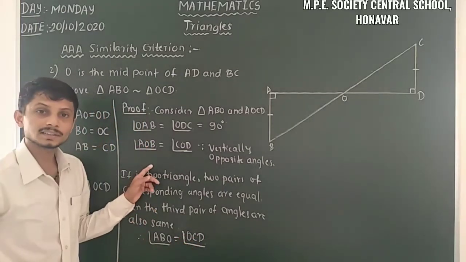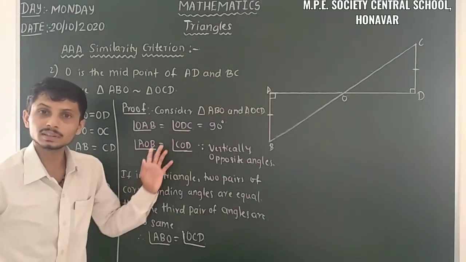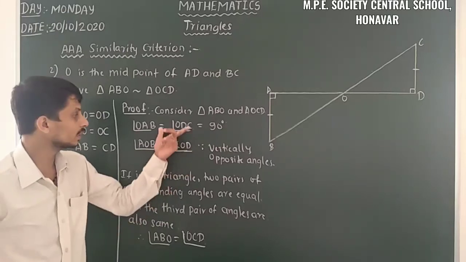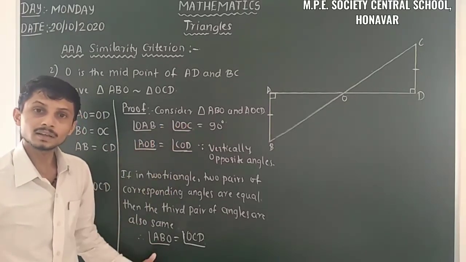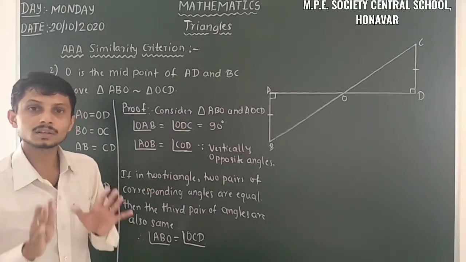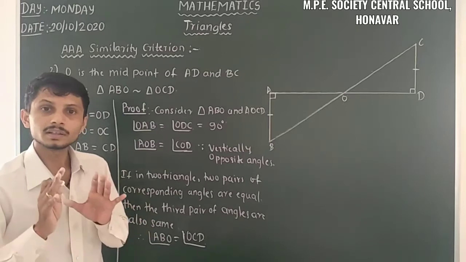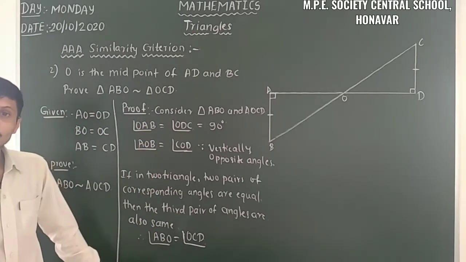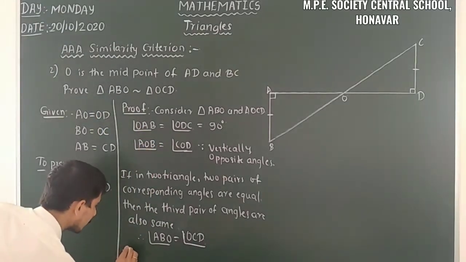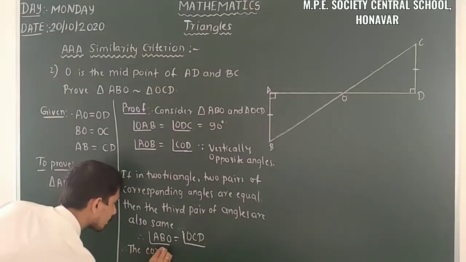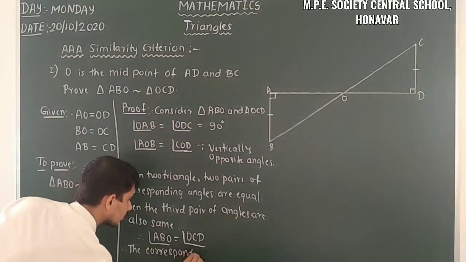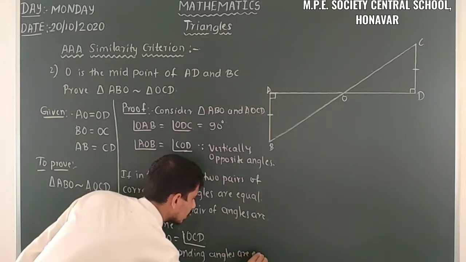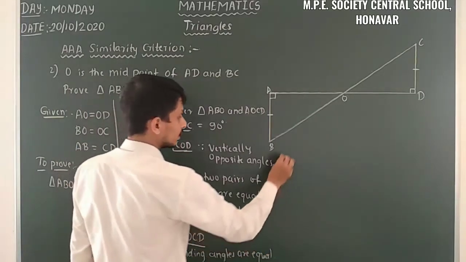So this criterion we call the AA criterion. That is, here we have two equalities of angles, so we can take the AA criterion. That means the third pair of corresponding angles are also equal. It is understood. So here the corresponding angles are equal. So we have the first condition here.